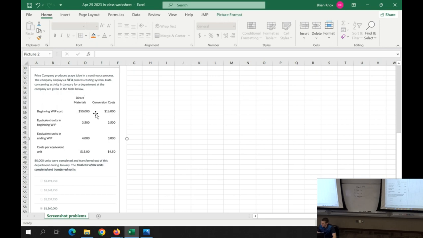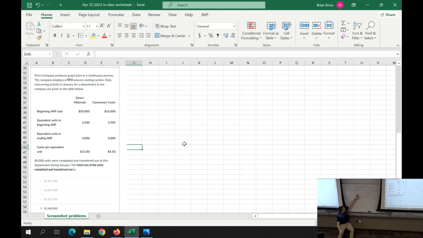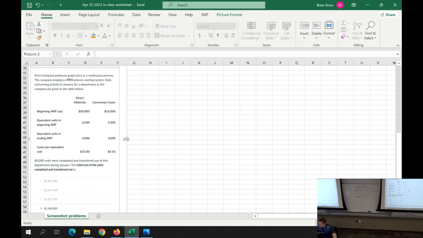We have beginning WIP cost for direct materials and conversion costs. We have the beginning WIP equivalent units right here. We have the ending WIP equivalent units right here. We have cost rates. So we will never have to do anything with TEU with this problem. You've already started with all the info. We've already started with step 1 and step 2 done. And we already have all the info from that because we have rates. So TEU is used to calculate that $15 rate and that $4.50 rate, but we don't need to calculate it to answer the question that we're looking for, which is a step 3 question of what is the total cost of units completed and transferred out.